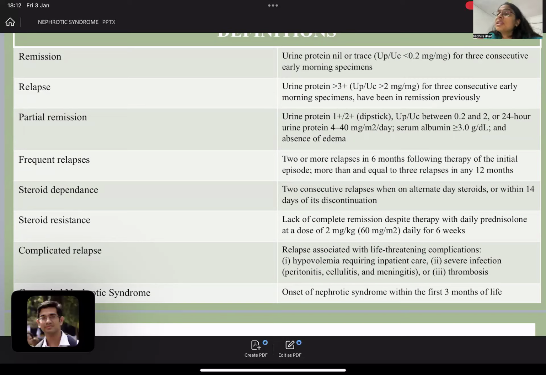So urine protein nil or trace, or UP-UC ratio less than 0.2 mg per mg for 3 consecutive early morning samples, we consider this as a remission. And a relapse is urine protein more than or equal to 3 plus, or a UP-UC ratio more than 2 mg per mg for 3 consecutive early morning samples. That is known as relapse, given the patient has been in remission previously.